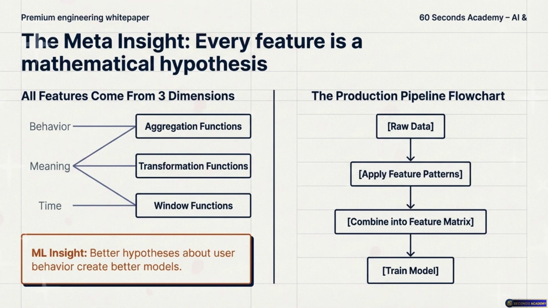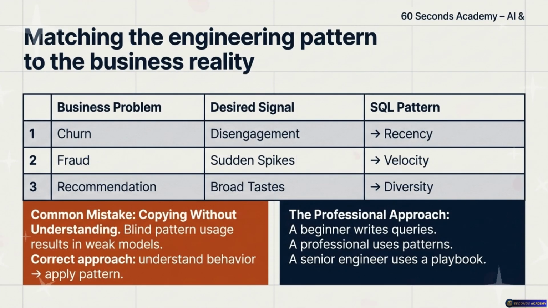It will start recommending new products to users who are actively furious with your platform. And this highlights the most common mistake junior engineers make: copying blindly. They find a repository of SQL feature patterns online and just apply all of them to their dataset without thinking. Right, just copy-pasting code. Yeah, and blind pattern usage leads to weak, noisy models. You have to understand the specific human behavior on your specific platform before you apply the pattern.